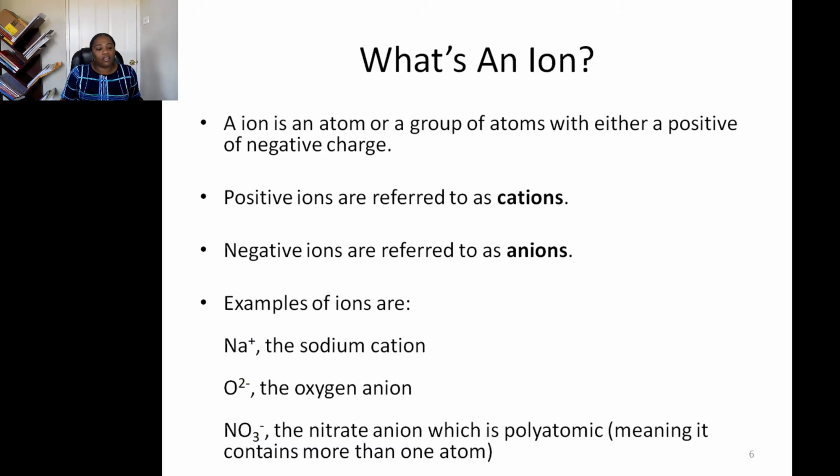What's an ion? An ion is an atom or a group of atoms with either a positive or a negative charge. Positive ions are referred to as cations. Negative ions are referred to as anions. Examples of ions are Na+, which is the sodium cation, O2-, which is the oxygen anion, NO3-, the nitrate anion, which is a polyatomic anion, meaning that it contains more than 1 type of atom.